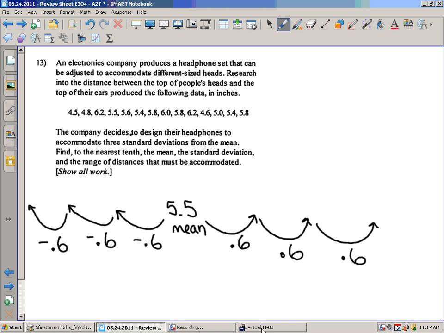The company decides to design their headphones to accommodate 3 standard deviations from the mean. So 3 standard deviations above for people like me that have enormous size heads and they don't even make hats that fit me. And then people like, maybe my pet who has a really small head and I just might want to put headphones on him to be funny. I don't know. Anyways. So what's 5.5 plus 3.6?